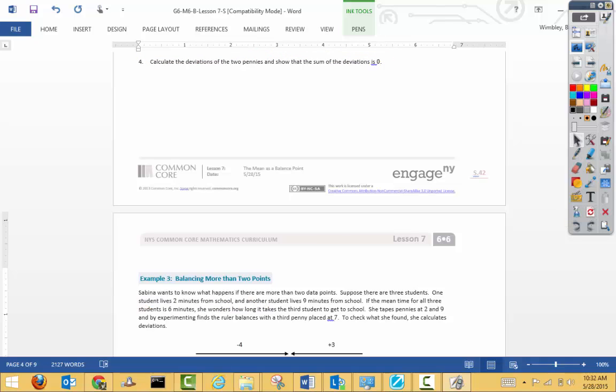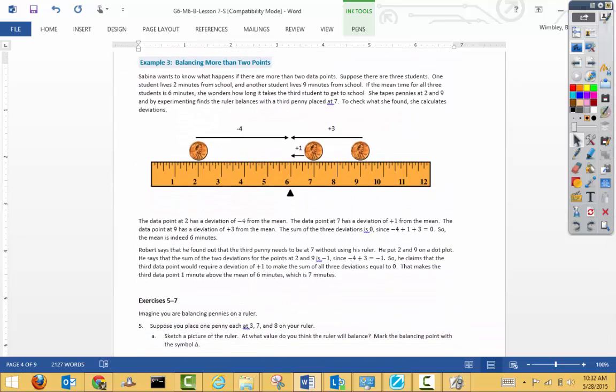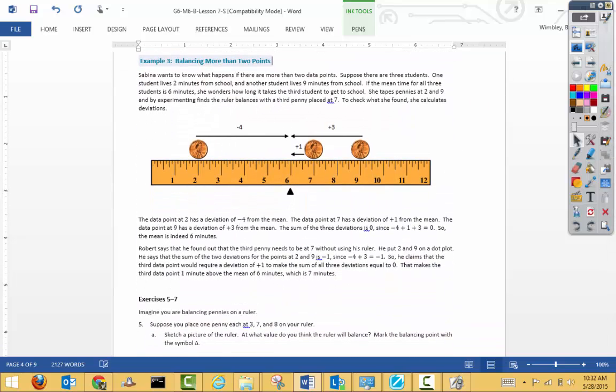Okay, so now we are on example number 3. Now we're going to balance more than 2 points. Before, we just had a penny on one side and a penny on the other. But what happens if we have 3 pennies? So Sabina wants to know what happens if there are more than 2 data points.